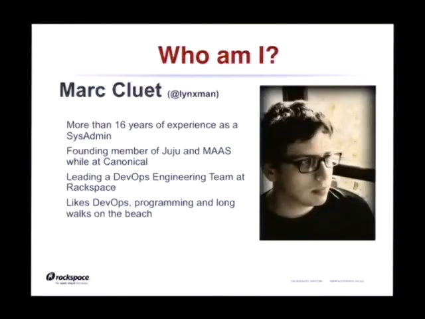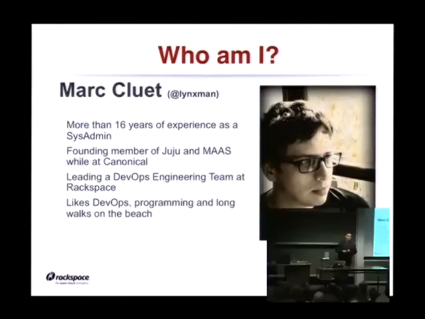I've been a sysadmin for 16 years. Done a bit of everything, from racking modems to setting up networks to going to customer houses. I was working at Family Call before, where I was one of the founders of Juju and MAAS. I'm now running a DevOps engineering team at Rackspace, in which we try to have configuration management and policies. I like DevOps, and I probably do a bit of that in my free time.